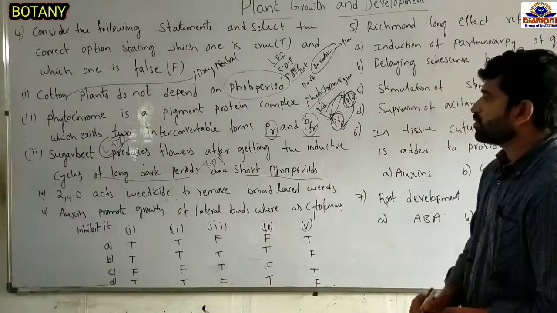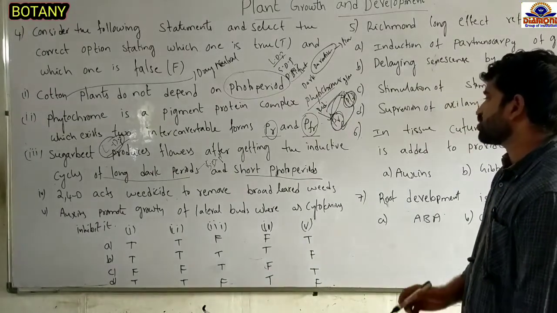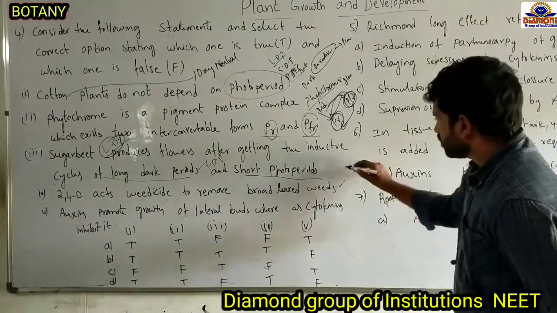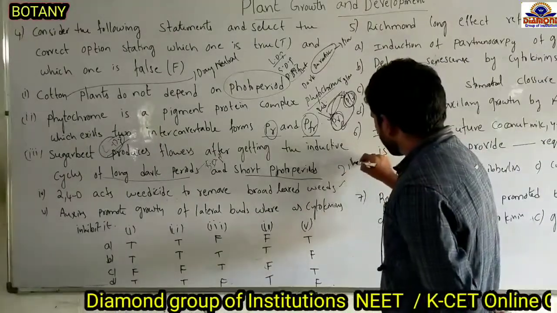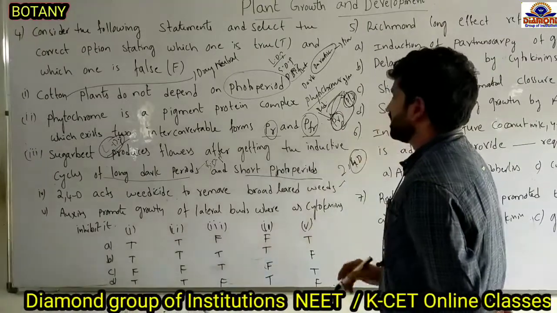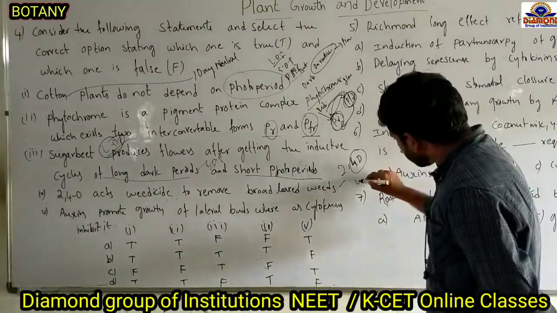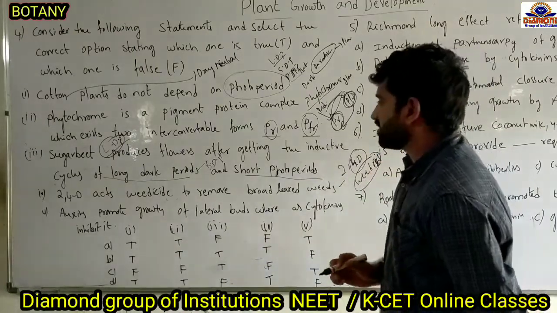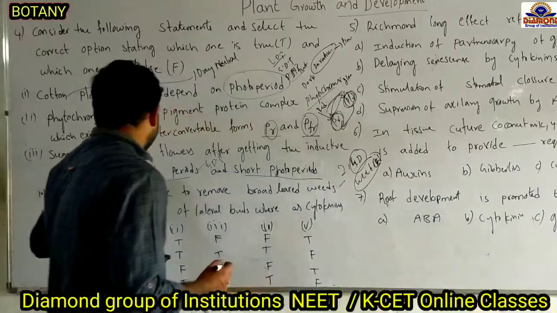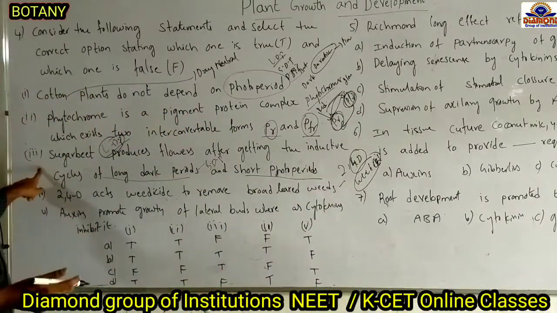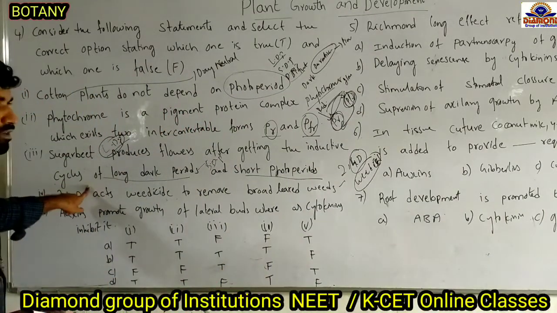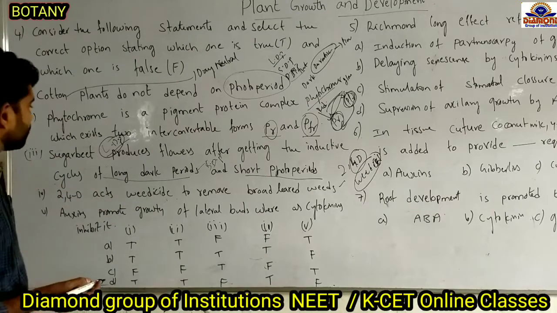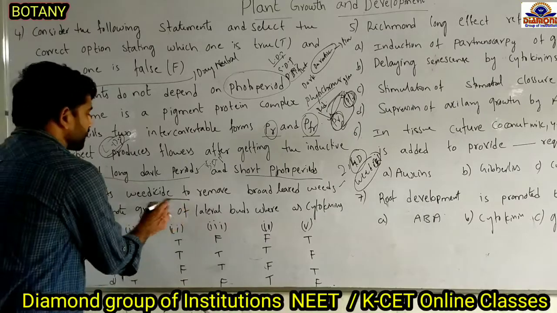And option 4, 2,4-D acts as a weedicide to remove broad leaf weeds. So 2,4-D, one of the artificial auxins, is used as a weedicide. Dicot plants present in the crops, we have to remove. So by spraying this 2,4-D, large sized dicot plants will be killed. That's why 2,4-D can act as a weedicide.